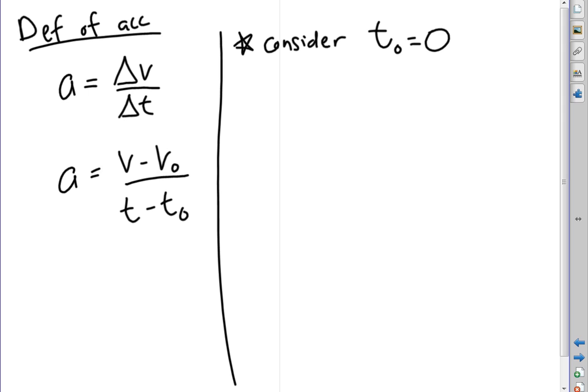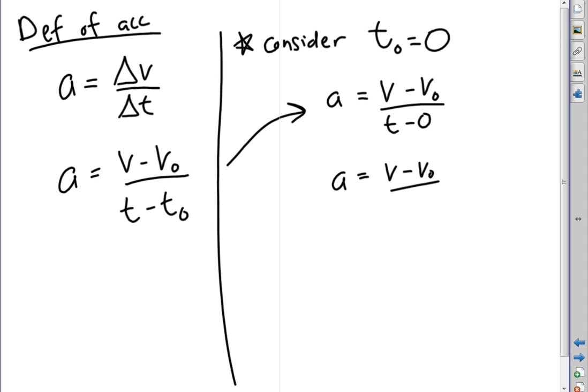Now, consider the following. A situation when our initial time is 0, which makes everything real nice. And we will rewrite this formula. If you can remember, this is very similar to the process we used yesterday dealing with the constant velocity formula. So we now have acceleration is v minus v naught over t minus 0, since t naught is 0. Or in other words, v minus v naught over t.